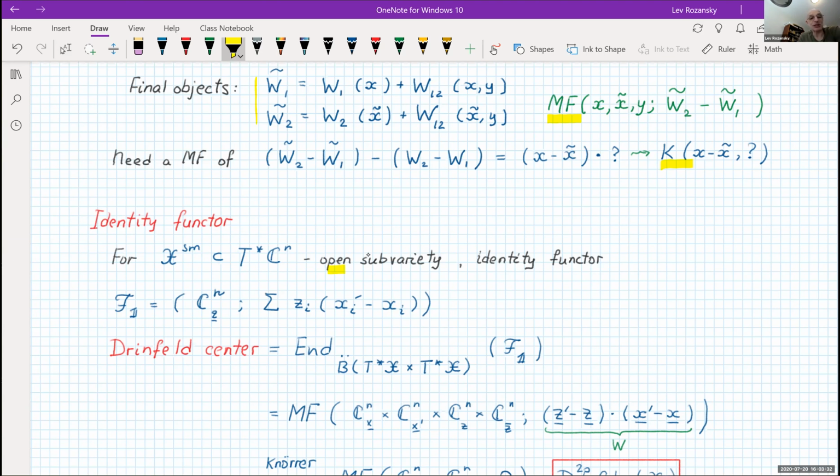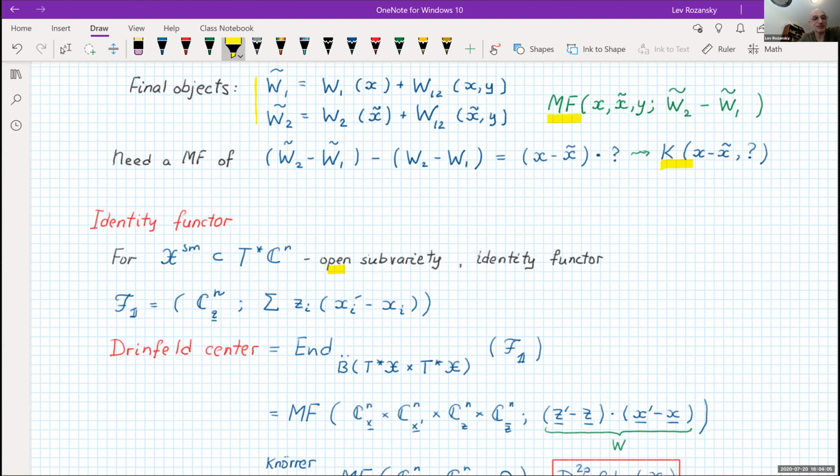So just T star Cn. What would be the identity functor from the category of T star Cn to itself? It's very easy to guess. In fact, again, it comes from classical mechanics. You need n auxiliary variables, let's call them z, and you take the sum of z_i times the difference between the coordinates. So the Drinfeld center of the two-category of T star Cn would then be endomorphisms.